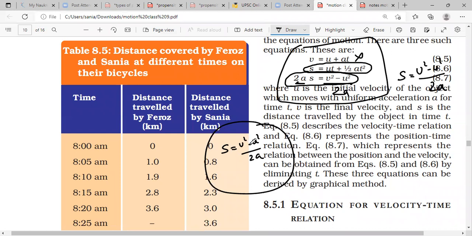You have V, you have U, you have 2, you have A as well. You find out U, right? Just put in the values and you'll get the answer.